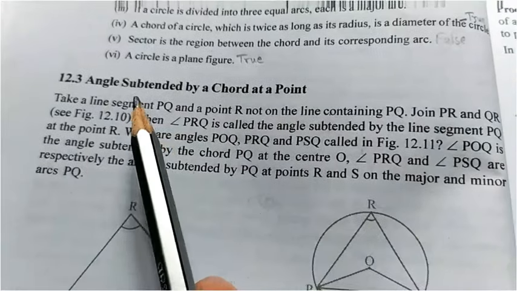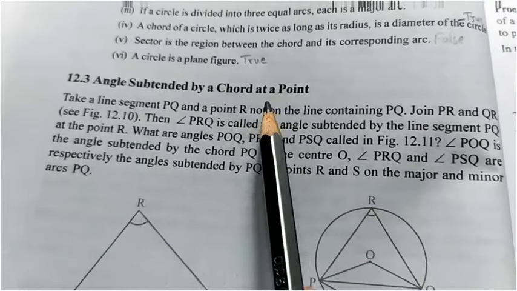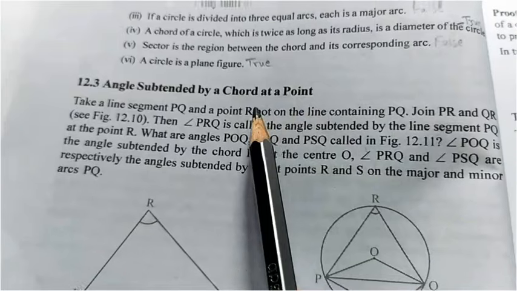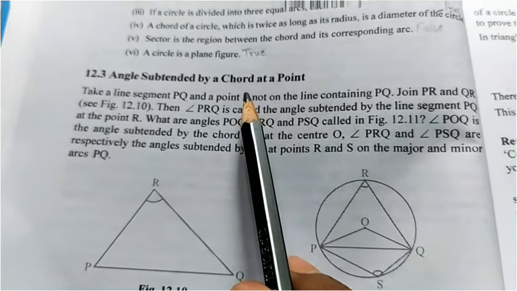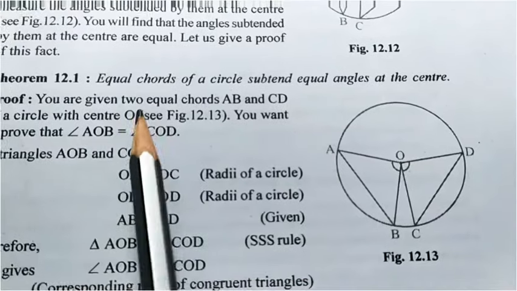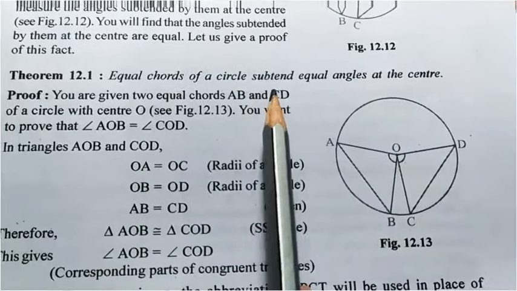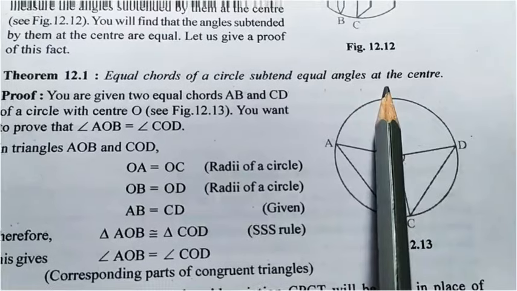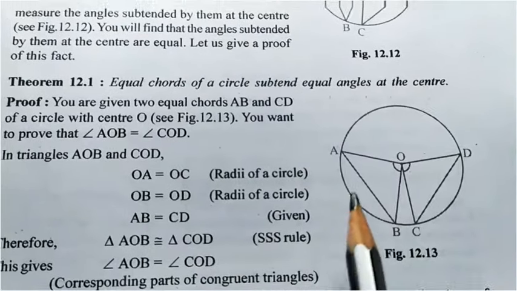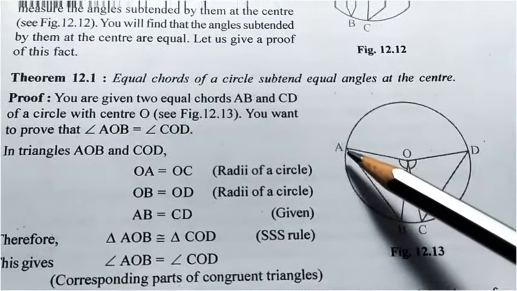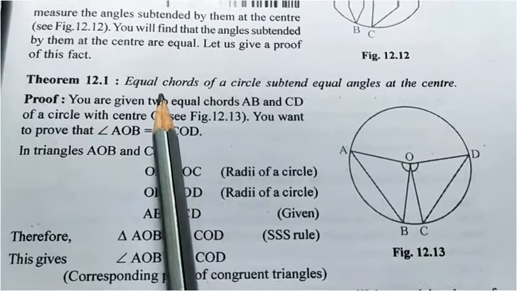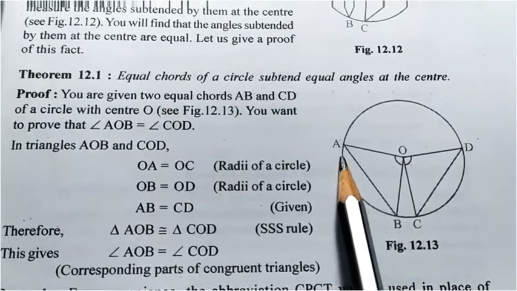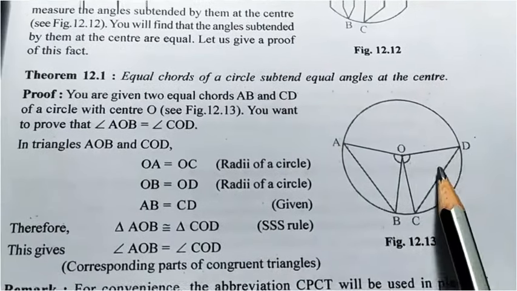The next concept is about the angle subtended by a chord at a point. Based on this, they mentioned one theorem: equal chords of a circle subtend equal angles at the center. If you take any two equal chords, here they are taking AB and CD. No need of the proof, you should just understand the concept.